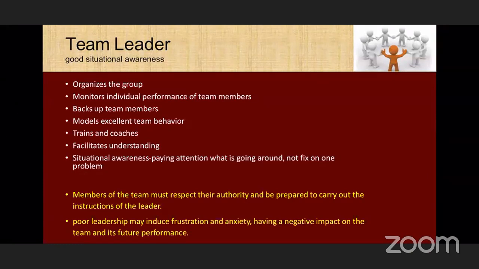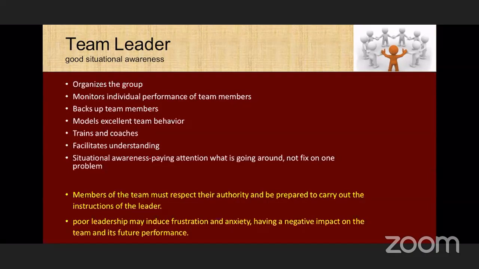So here it is very important to understand the role of a good team leader. For sure, you know that as a team leader, you have to organize a group and monitor the individual performance of the team members. A good team leader is always involved in training and coaching, is a backup for his team members in case they fail to do some maneuver, and is a model of excellent behavior.